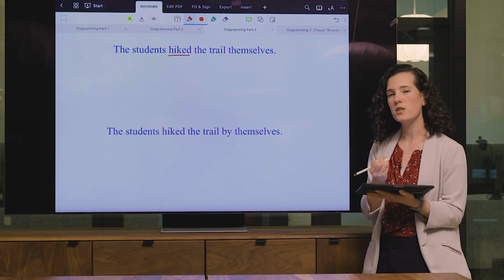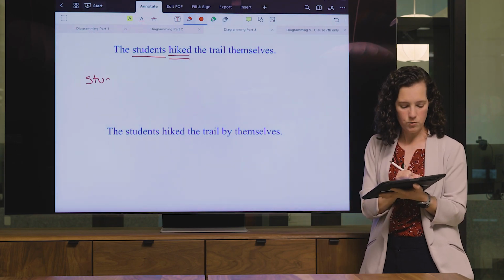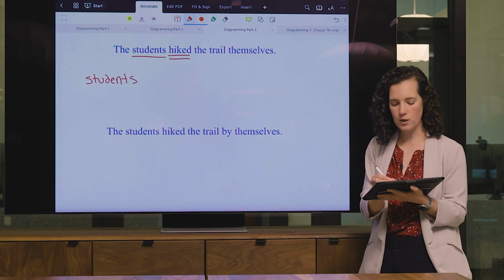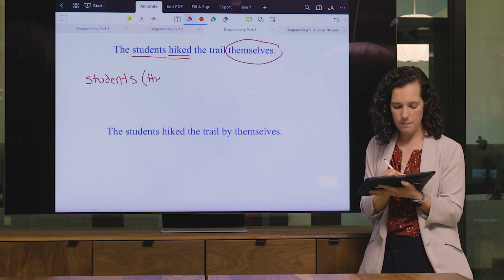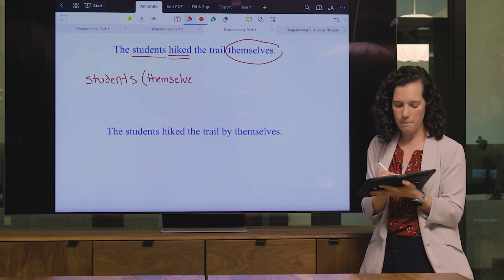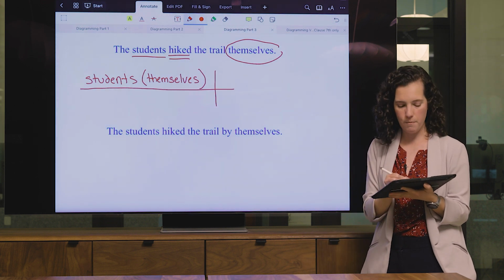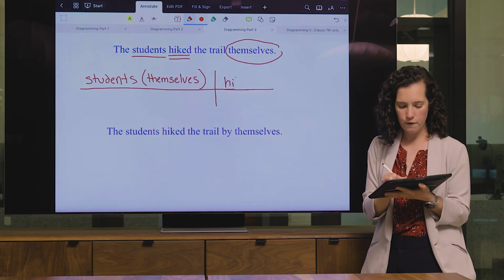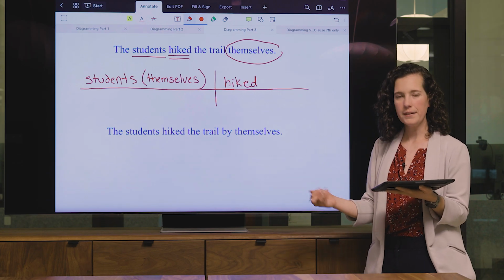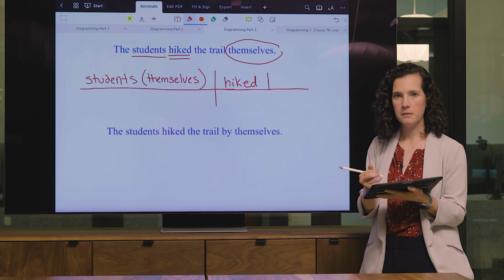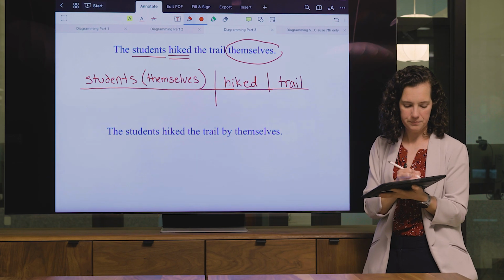Our verb is hiked, that's what they did, and students is our subject. Students goes on the left, but in this case, this word themselves adds emphasis to that subject, the students themselves. So we put it in parentheses after the word students. And then we divide our subject from our predicate. Hiked is our verb. It is an action verb. We say the students hiked what? They hiked the trail. So we have trail as our direct object.